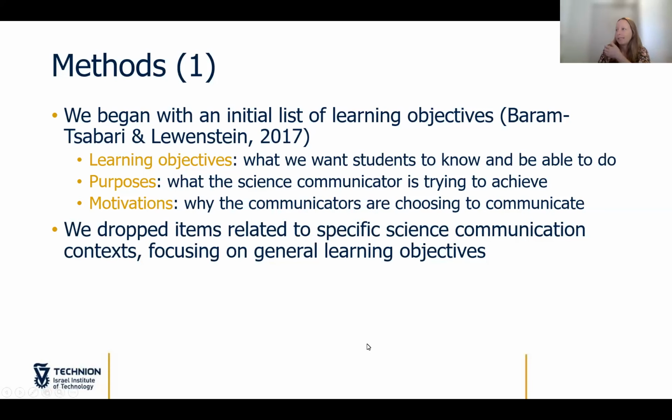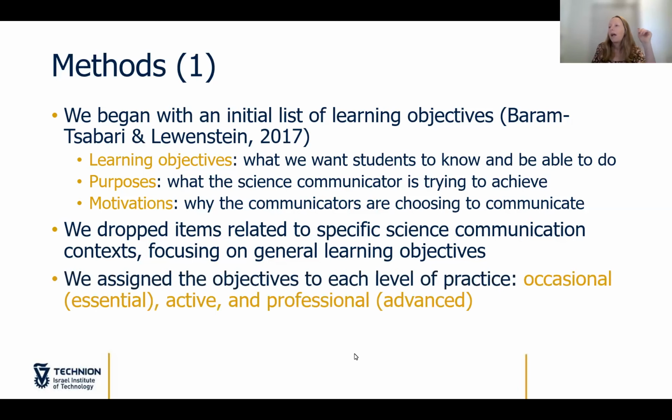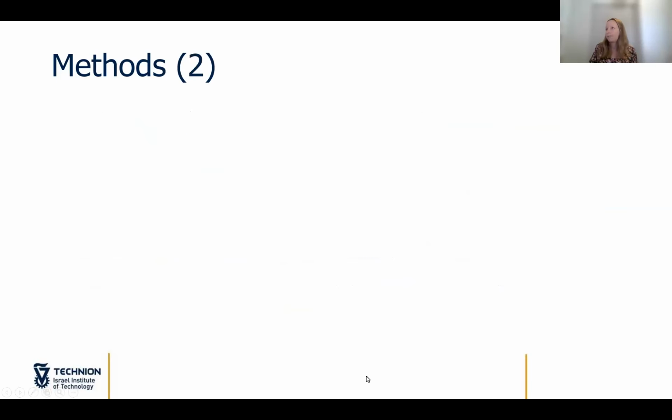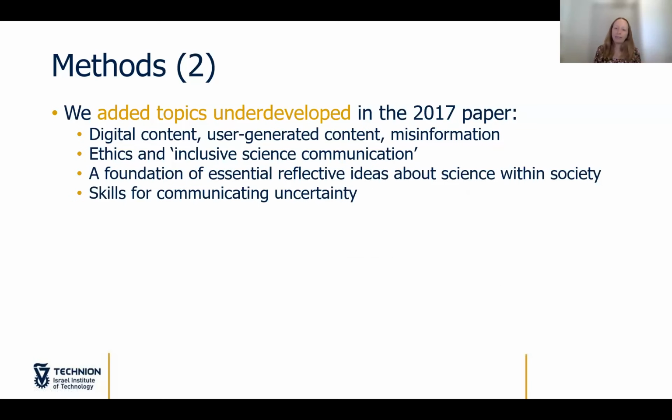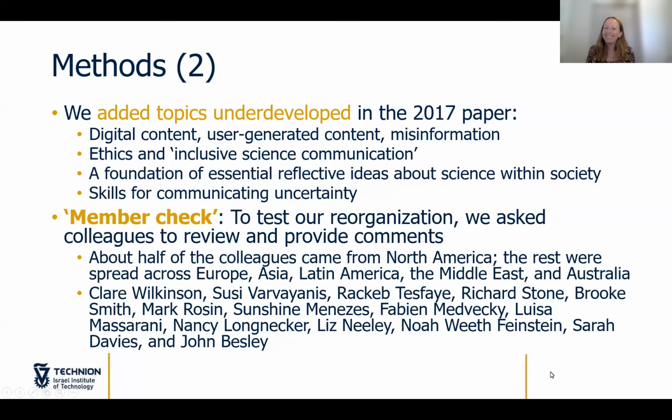Then we dropped items related to specific science communication contexts, like having a blog. And we assigned the objectives to each level of practice. So occasional would be the essential learning goals, and active and professional groups would be the advanced learning goals. Then we added topics that were underdeveloped in the 2017 paper, like digital content and ethics and reflective ideas and skills that have to do with communicating uncertainty. And then we did the most important thing, we gave it to other people.